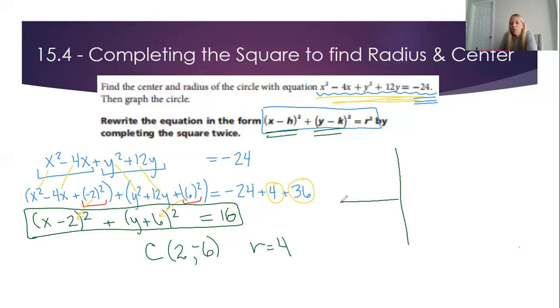How do you graph a circle? You find the center. You plot the radius, going right, up, down, and left. And now you connect your points for a somewhat okay circle.